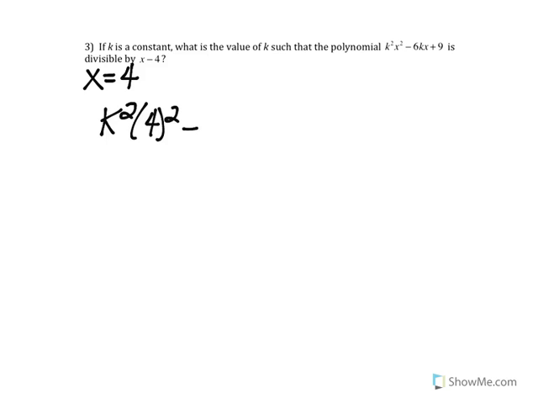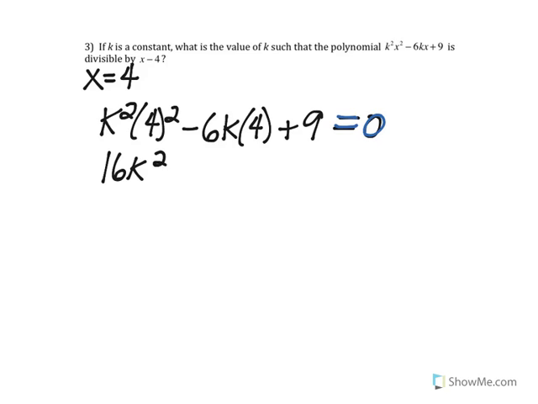It's going to look a little weird since we have the k in 2 spots. Set it equal to 0 like we did before. That's the important piece of this. The remainder is 0, or set it equal to 0. We're going to get a quadratic, 16k squared minus 24k plus 9. I keep saying x, sorry about that.